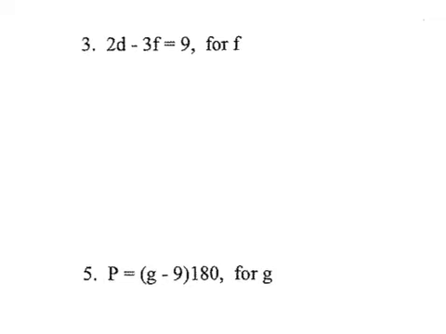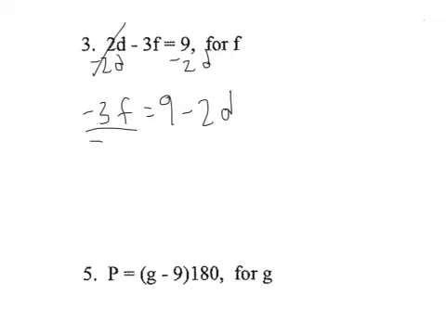Problem 3, we're solving for f. So we're going to move the 2d over. Don't make the mistake of calling the right side 7d, because 9 minus 2d, those can't be combined. So you have negative 3f equals 9 minus 2d. Then you're going to divide by your negative 3.